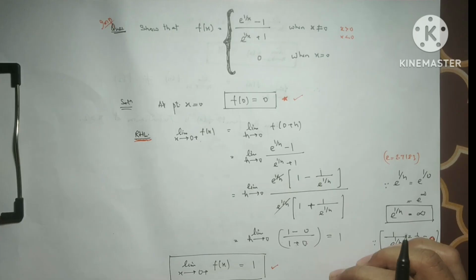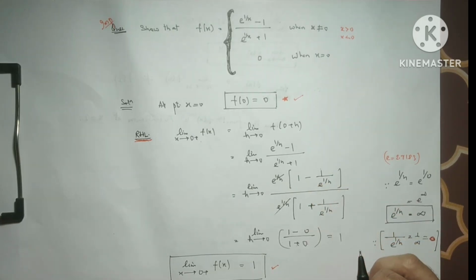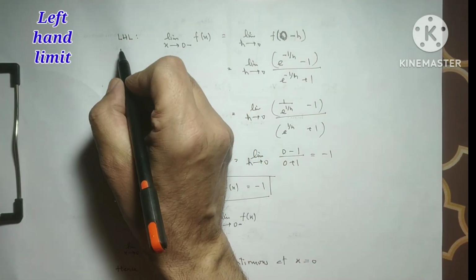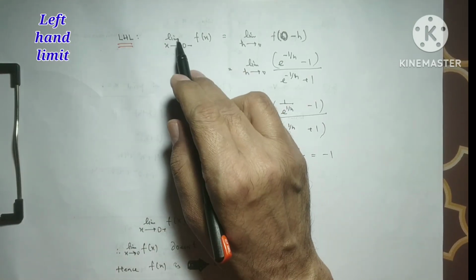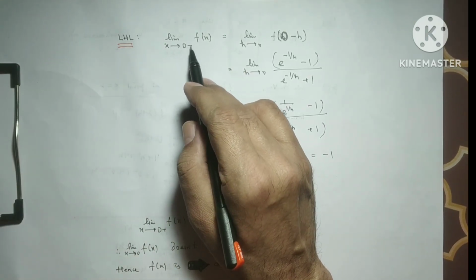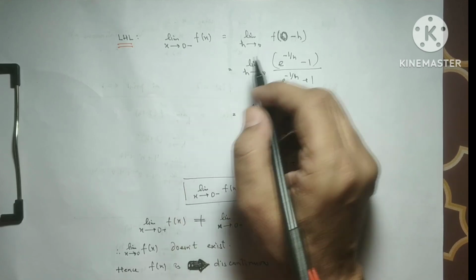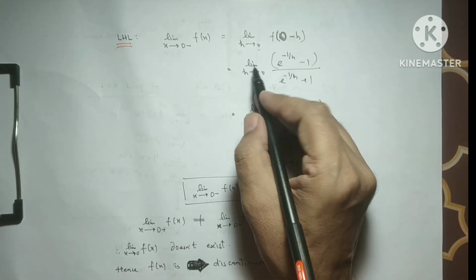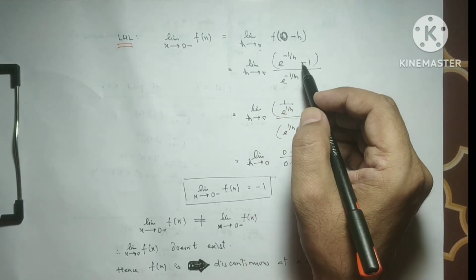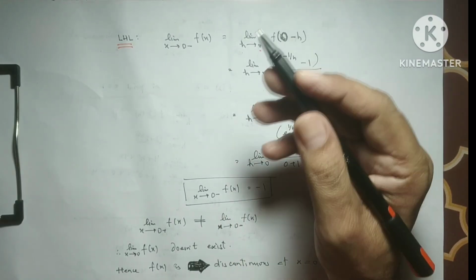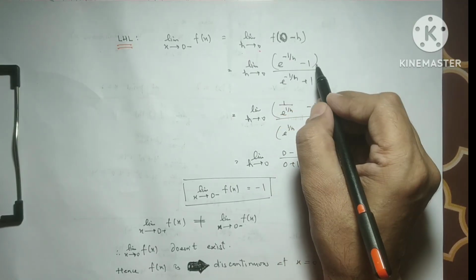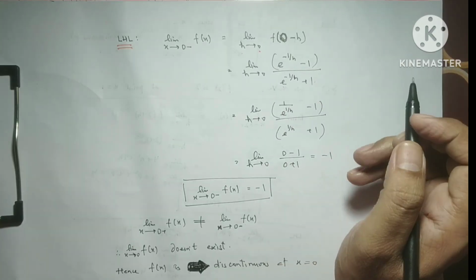So it gives the sense the function is, these two values are not equal, but we will check the left hand limit also. So according to this, when we consider limit x tends to 0 minus, or you can say 0 minus h of f(x), so limit h tends to 0, f(0 minus h), and when we put minus h in the given function, e to the power 1 over minus h is e to the power minus 1 over h, and similarly in the denominator.